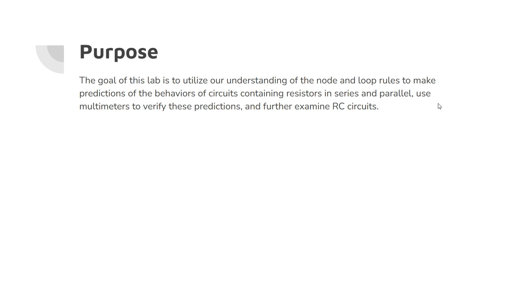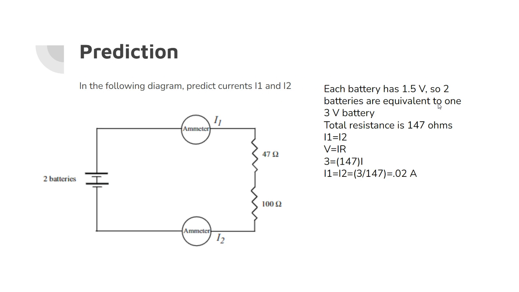And then we're going to use multimeters, which include ammeters and voltmeters, to verify these predictions. And then we're going to look further into RC circuits, in which RC stands for resistors and capacitors. In the following diagram, we're going to try to predict what the currents will look like at I1 and I2.